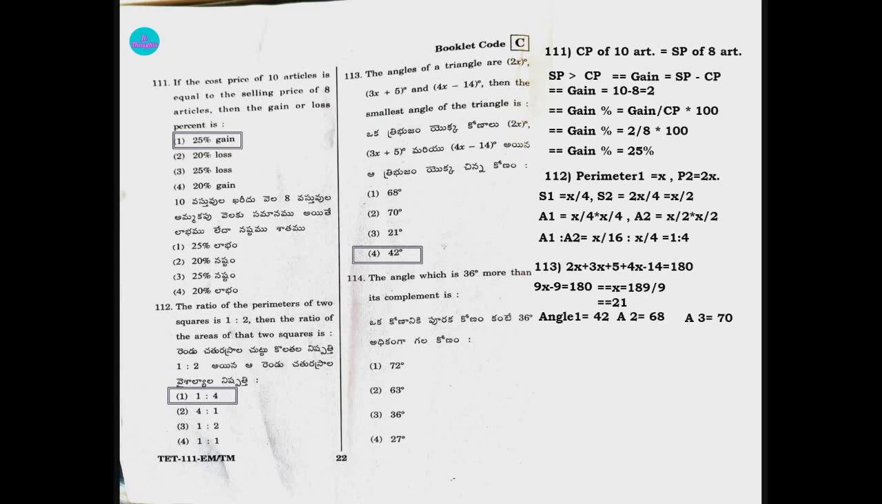Now 114. The angle which is 36 degrees more than its complement is? Now we know the complement of any angle, how will you get? 90 minus that angle. So they are asking the angle which is 36 degrees more than its complement. So if we consider x, the complement of x is 90 minus x. So x is more than that by 36. So plus 36. Now solve this. If this x goes there, 2x, 90 plus 36, 126. So x is equal to 63 degrees.